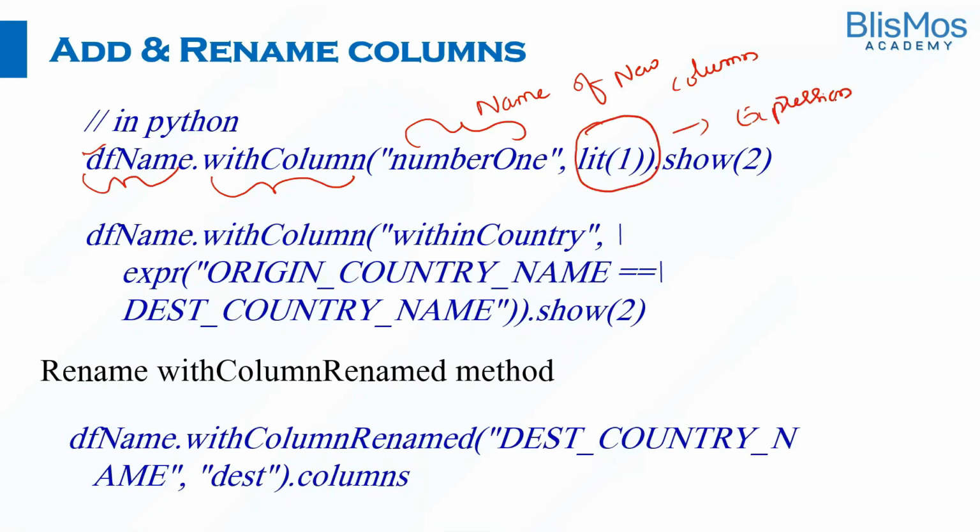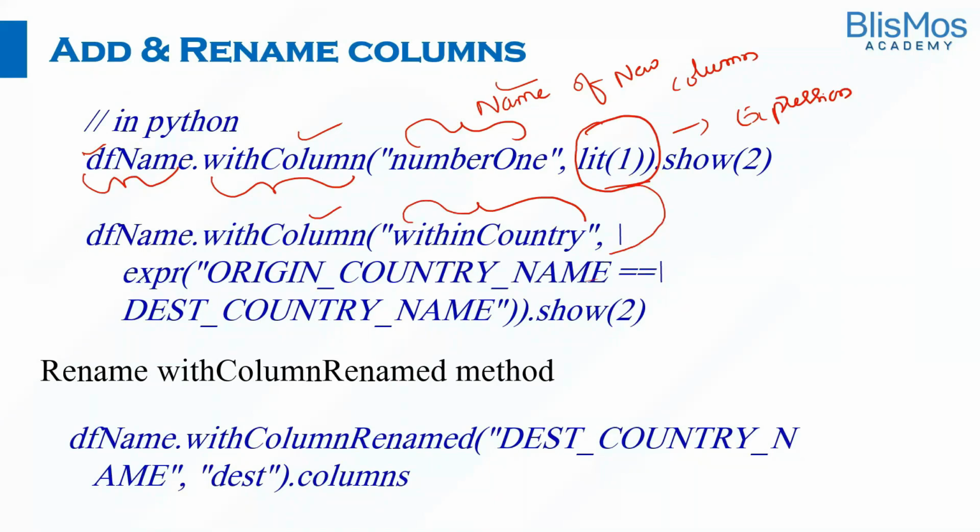As we already discussed, with the withColumn method, we need to specify the name of a new column and also an expression. The expression can be as simple as this, or we can have a bit more complex expression like this. In this case, we are using the withColumn method, and the name of the new column is going to be within country. And the expression we are using is origin country name is equal to destination country. It is a bit more complex than this particular expression.